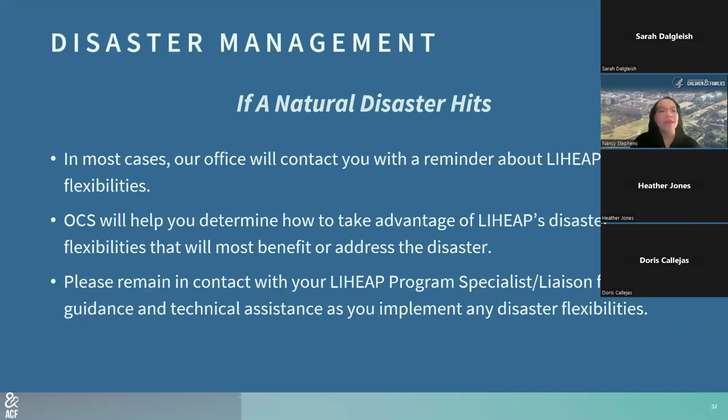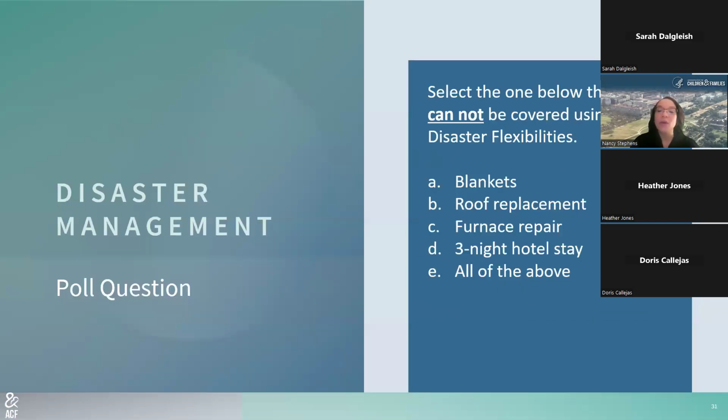And I just want to make a point about the poll. It was a little bit of a trick question because minor roof repair may be an allowable use of LIHEAP funds, but roof replacement isn't an appropriate use of LIHEAP funds because it is considered construction, as Heather was just saying, and LIHEAP funds may only be used for minor repairs and not construction.